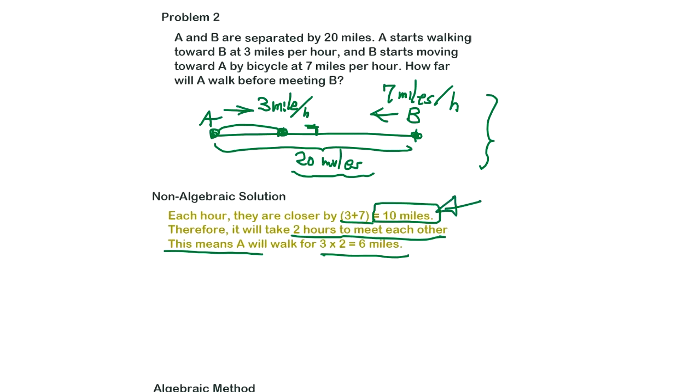At the beginning of the problem, how to solve it, you have to think very carefully and get the insight. Oh, I see. Every hour, they get closer by 3 plus 7 miles per hour. So, in order for both of them to meet, it takes 2 hours. Okay? So, that's the thinking process to solve this problem.